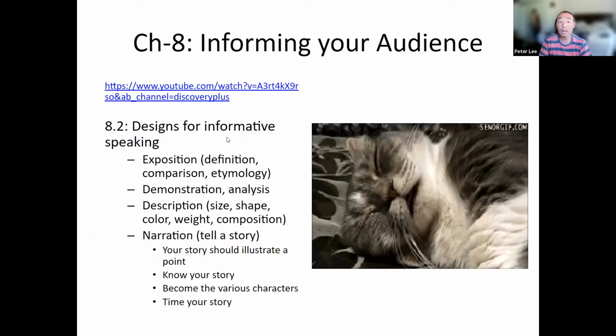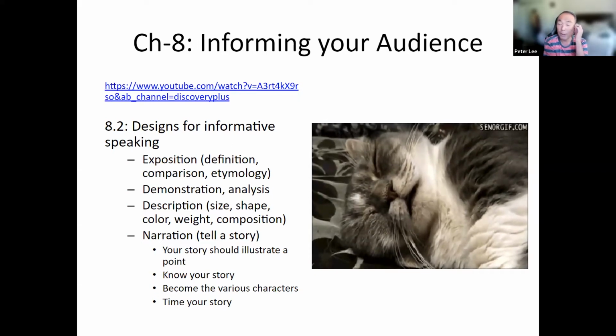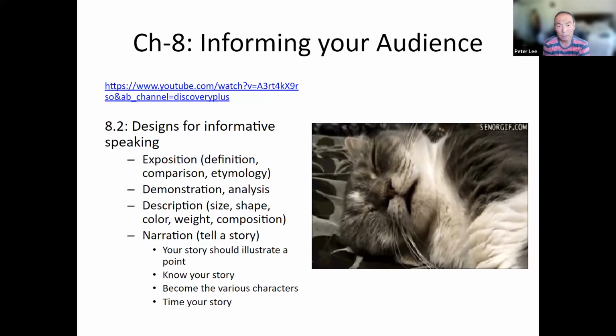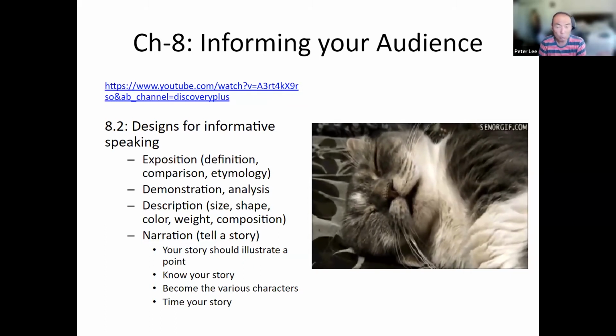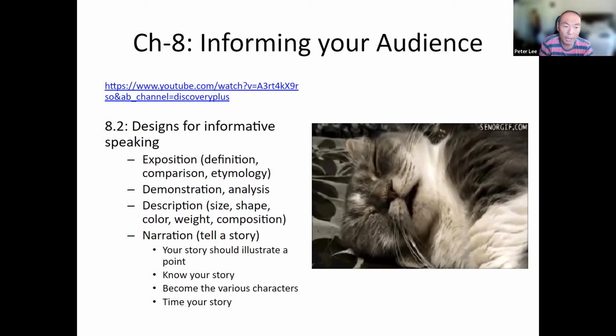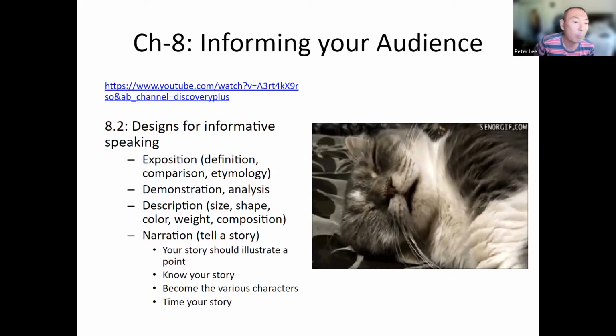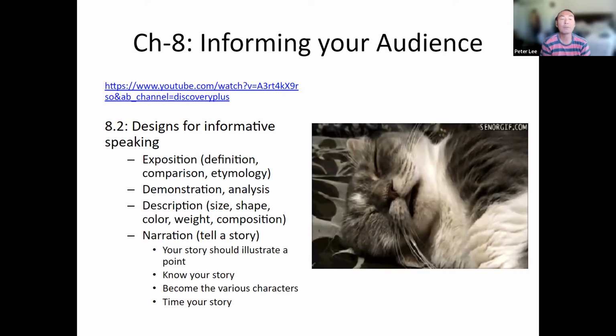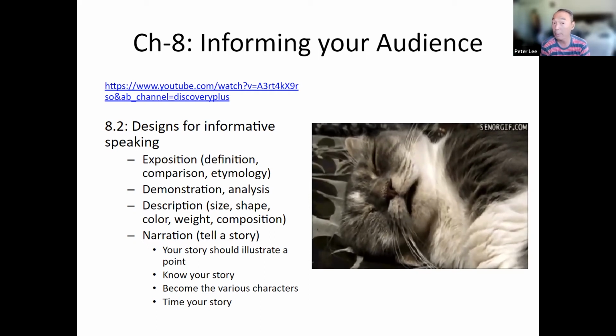All right, so 8.2, designs for informative speaking. There are expositions where we really expose something and deep dive into it. We want to define it. What's an assault weapon? It has a sniper scope, a pistol grip, a short or extendable stock, right? It's lightweight, has a 30-bullet magazine capacity, that type of stuff. And then, what is marriage? Is it man and man, woman and woman, or only man and woman?